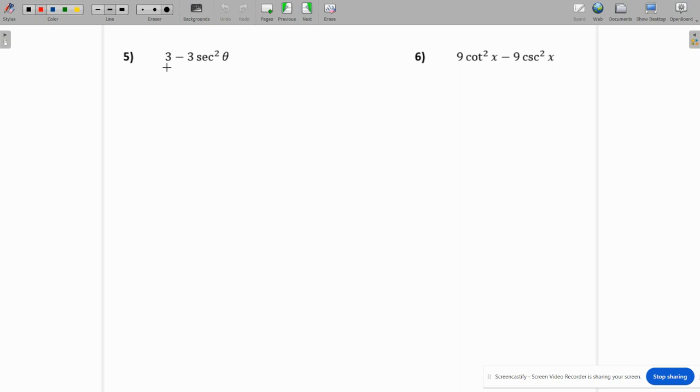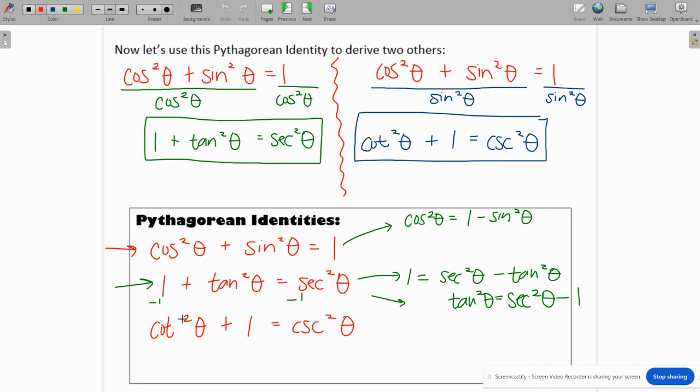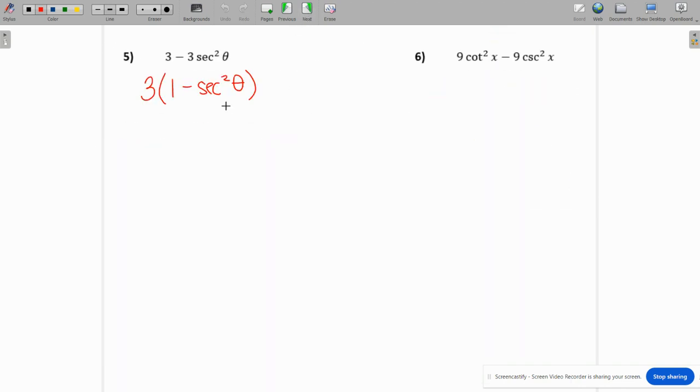So on something like number 5, 3 minus 3 secant squared of theta. If we factor out 3, you would have 1 minus secant squared of theta. 1 minus secant squared, you might need to flip back and look at your identities here. We have 1 plus tangent squared is secant squared. So if 1 plus tangent squared of theta equals secant squared of theta, how are we going to manipulate that to be 1 minus secant squared? Well, we'd have to subtract secant squared, but then I'd have to move the tangent squared as well. So 1 minus secant squared of theta is going to equal the opposite of tangent squared of theta.